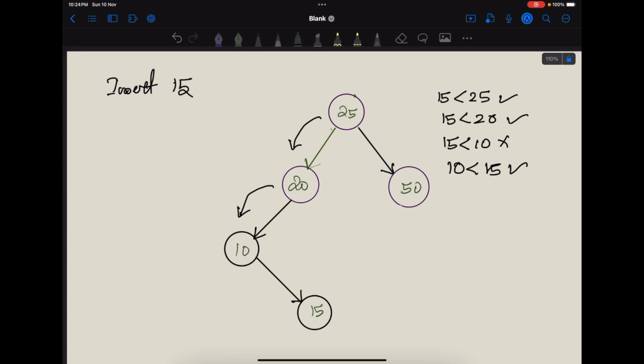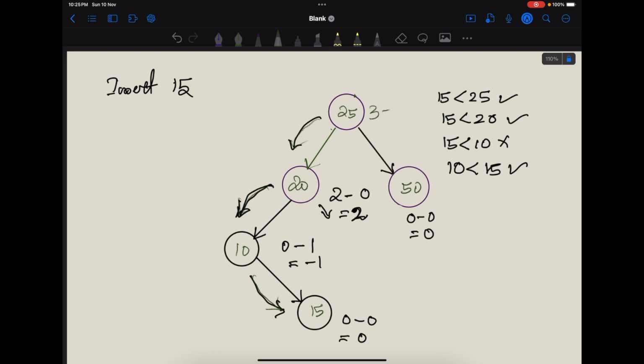Now you have to check the balance factor of the given tree. Here, first for 15, the left hand side has nothing and the right hand side has nothing, so 0. For 10, on the left hand side we don't have anything, so 0 minus the right hand side, where we have only 1, so minus 1. For 20, in the left hand side we have 2 levels, so 2 minus the right hand side, which does not have anything, so 0. So the balance factor arises here. And 50, 0 minus 0 equals 0. For 25, there is one level, two levels, third level, so 3 minus the right hand side, where only one level is there, so the result is 2. So the imbalance is first arising in this place.